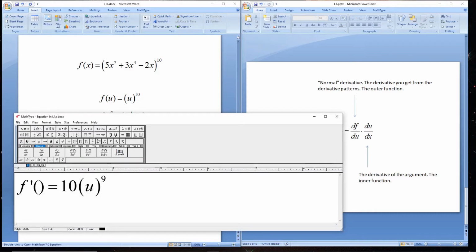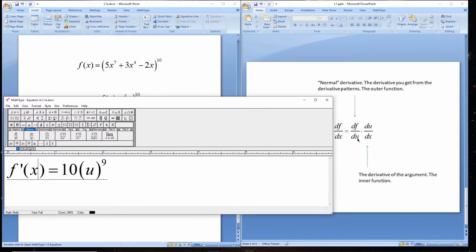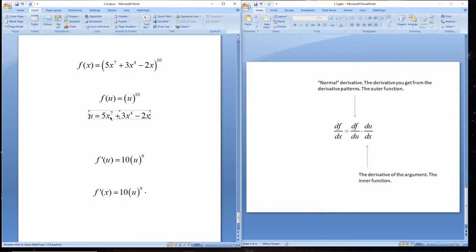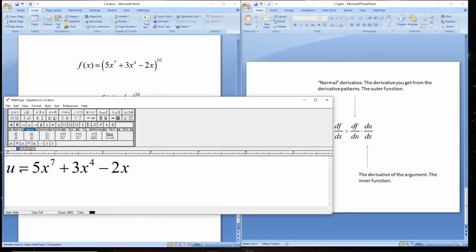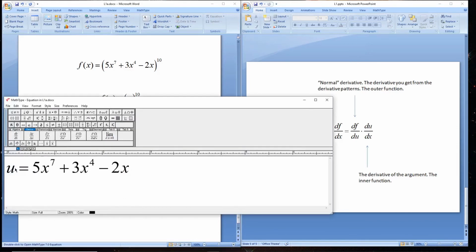So if we want the actual derivative with respect to x, the chain rule is saying, okay, you have your df du, and now you multiply by the derivative of u with respect to x. And that's what we have right here. That's this expression. Here's u, and du dx is saying, take this derivative now with respect to x. And we can do that.